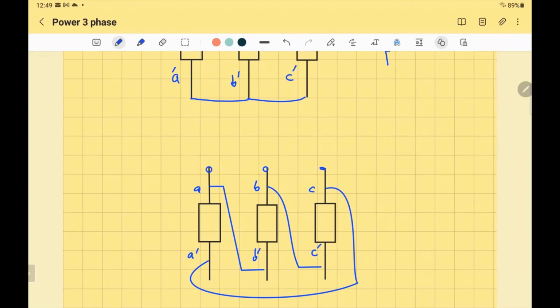So why I'm saying that, because when you go to the lab, after one week, you do the connection. So that's the way that you're going to make the connection for delta. Star is easy, but delta usually is confusing. Okay.